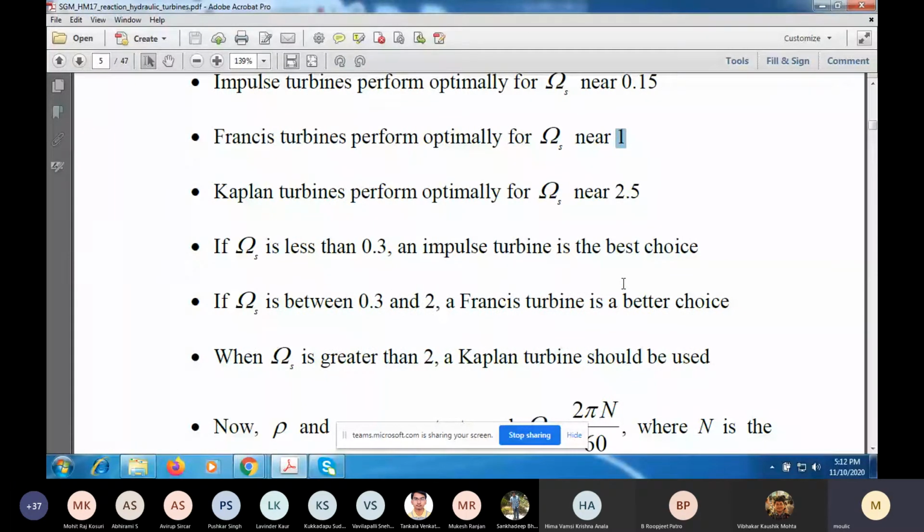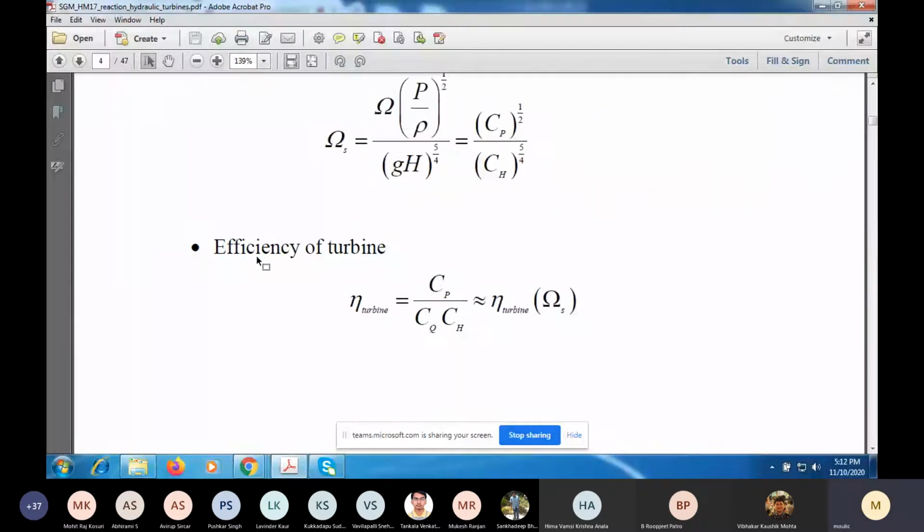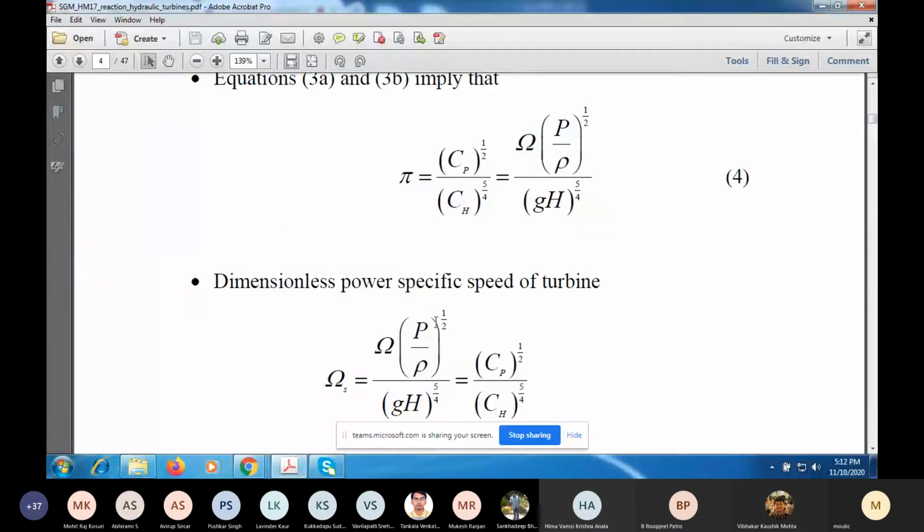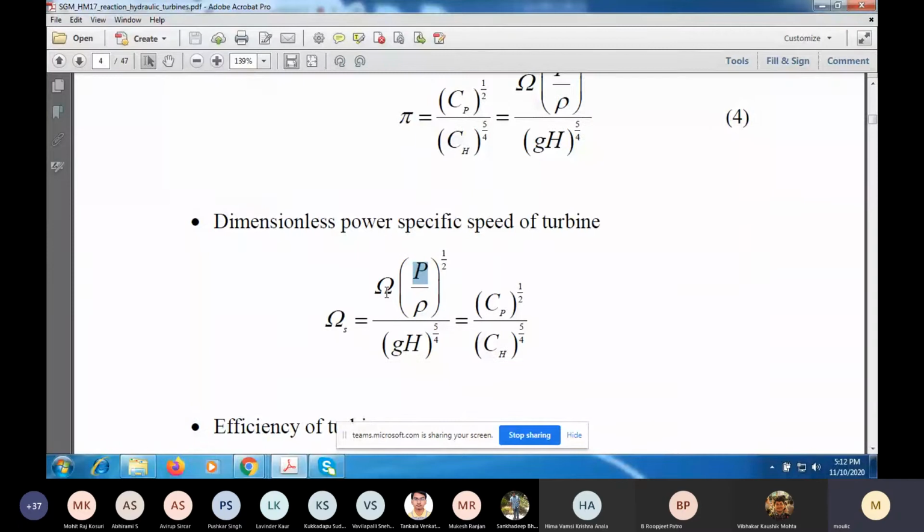So in the case of a particular application, if you have to decide whether you want to choose an impulse turbine or a Francis turbine or a Kaplan turbine, then you should look at the power that is required in the application. What is the speed of the turbine? That will depend on your generator, which will have a certain number of poles, and the line frequency will be 50 hertz. And you have to look at what is the head that is available. So power required and the head available will determine omega s.